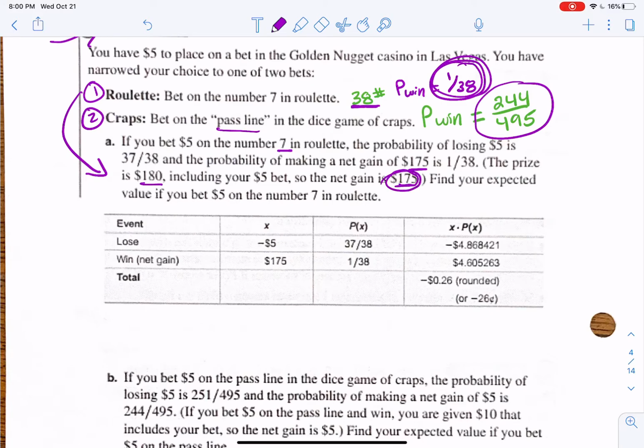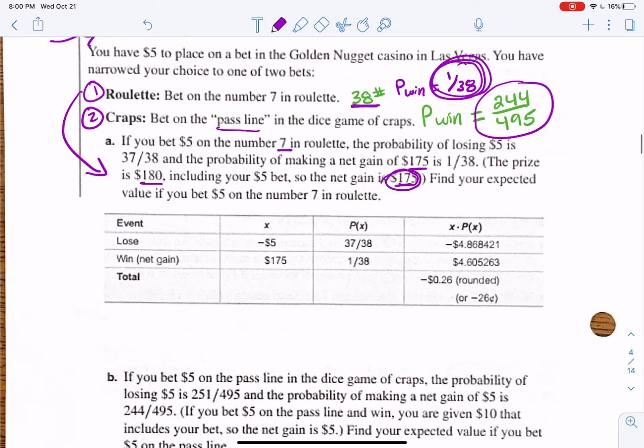Find your expected value. What we need to do is organize this into a table and take my x's times my probability. The two options that I have are that I could lose or I could win. The probability that I'm going to lose is 37 out of 38. The probability that I'm going to win is 1 out of 38. If I lose, I'm going to lose $5. If I win, I'm going to net gain $175.